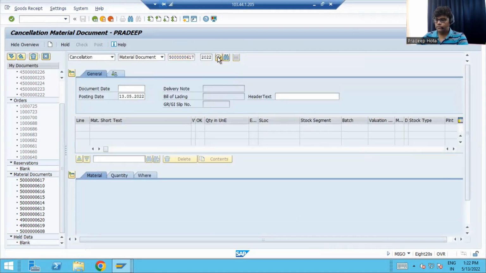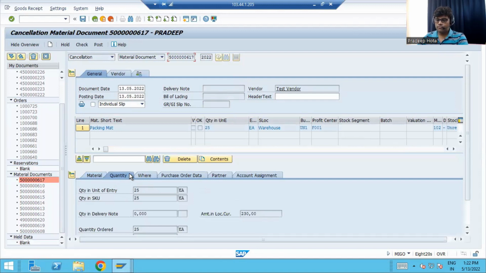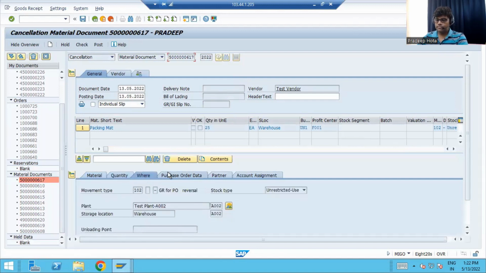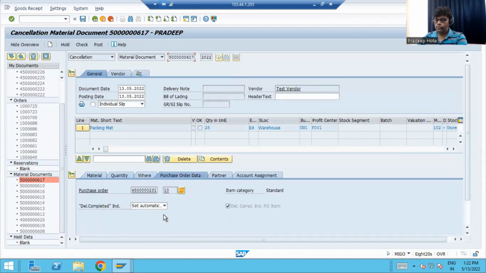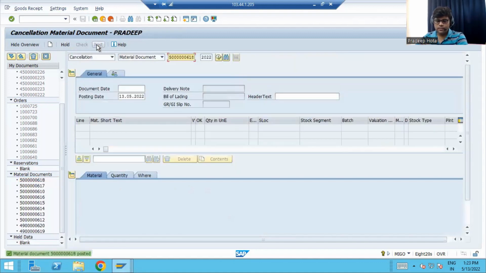It's not yet executed. Okay. So which material? 513. How many quantities? 25 quantities, and related to the same PO, and process it. No error. Post. This one is also processed, so there is no error.